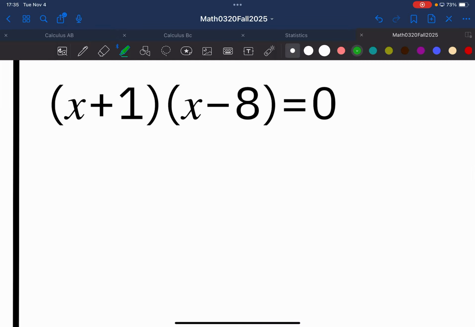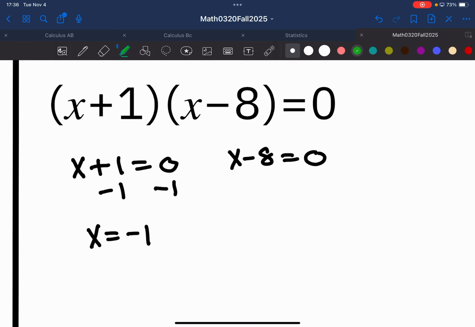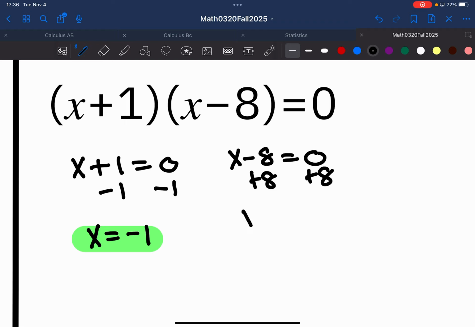So then for this next one, we have x plus 1 times x minus 8 equals 0. So I'm going to set them each separately equal to 0. So x plus 1 equals 0 and x minus 8 equals 0. And then I'm going to solve. So on this one, I'm going to subtract 1 over. So I have x is equal to negative 1. And then what can I do with this next one? Add 8. So I have x is equal to 8. So these are my two answers to this problem. x is equal to negative 1 and x is equal to 8.